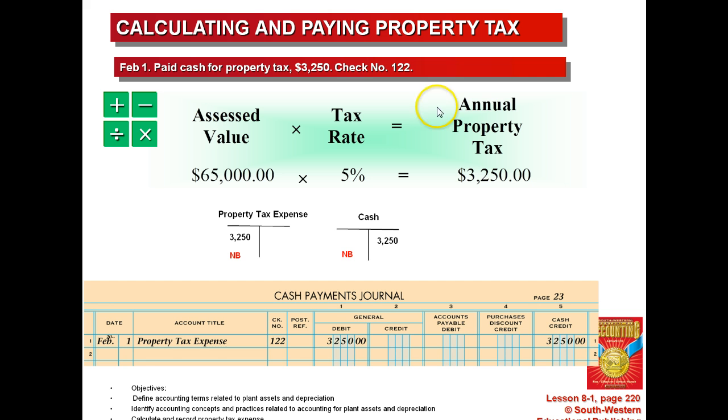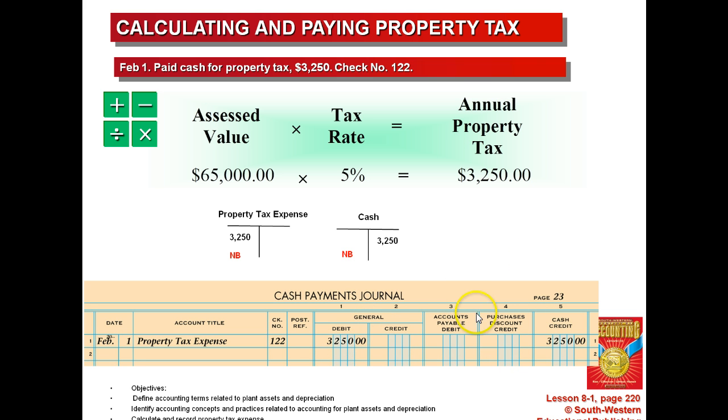So we already saw a cash payments journal earlier in this lecture. If we look at this, here's 2014, February 1. The account title is property tax expense. It's check number 122. It's a general debit. And this just means that these are general columns. These are special columns. It's not going to go in a special column for the debit. We don't have one for it.